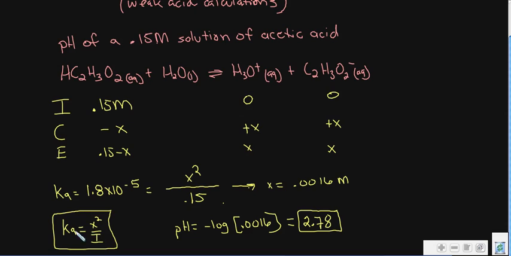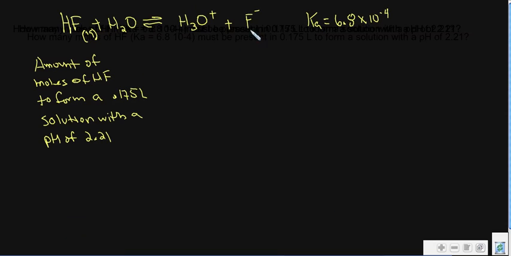We're going to use that one more time in the next problem. So here's the next problem. Hydrofluoric acid, also a weak acid, combining with water is going to make hydronium and fluoride. And here's our Ka. We can look this up in the back of the book as well. So here's the idea. What is the amount of moles of hydrofluoric acid that would be needed to form a 0.175 liter solution with a pH of 2.21?